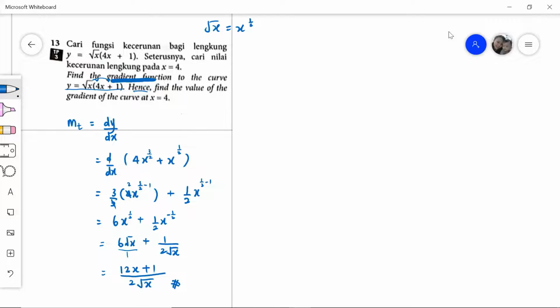And hence, continuing from what we have done, we find the value of the gradient of the curve at x equals 4. So when x equals 4, the gradient at x equals 4 will be, substitute the 4 into the gradient function that we just found. So we have 49 on top. Square root of 4 is 2, 2 times 2 is 4. So that's the answer for the gradient of the curve at x equals 4.